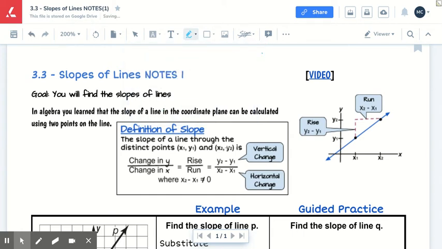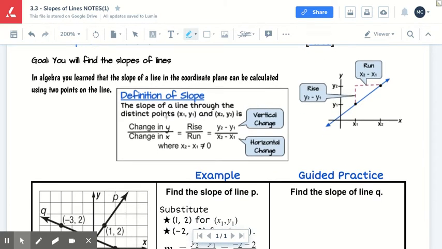Okay, today we're looking at slopes of lines, and our goal is to find the slopes of lines. So the definition of slope is that the slope of a line through two distinct points, (x1, y1) and (x2, y2), is the change in y over the change in x. That's sometimes referred to as the rise over the run, or y2 minus y1 over x2 minus x1.